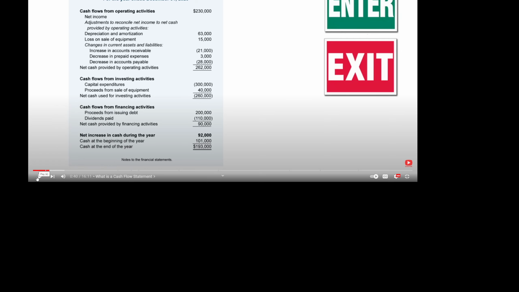The reason the cash flow statement is so important is that it tells you as an investor how much cash a business is generating.